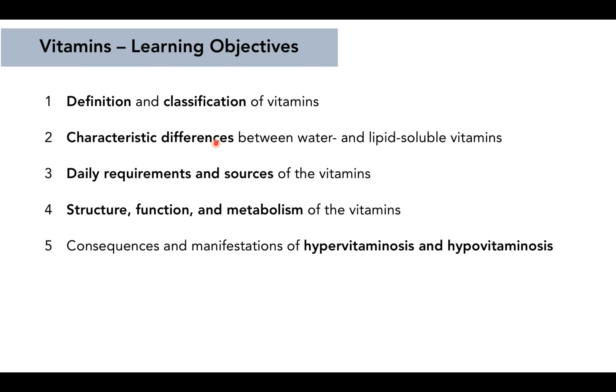So these are two main groups of vitamins. We're going to learn what the differences are between them and what the daily requirements or the recommended dietary allowance are for each vitamin. And for each vitamin, what's the structure, function, and metabolism. And last, we're going to talk about the consequences and manifestations of too much of a certain vitamin. This is called hypervitaminosis, and also too little of a certain vitamin, and that's called hypovitaminosis.